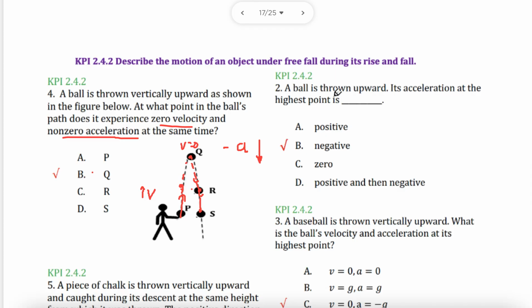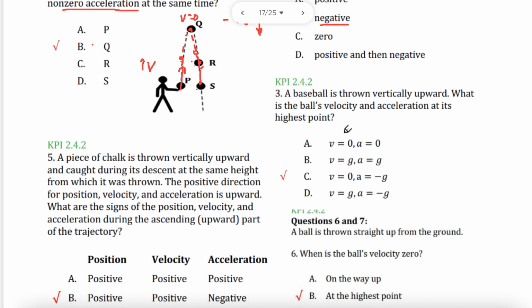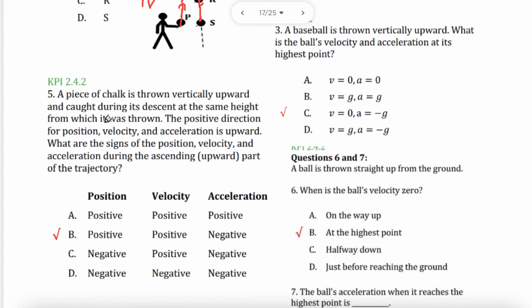Question 2, thrown upwards, acceleration at the highest point. We already know that. Acceleration is always negative, always down. A little trick. The velocity at the highest point will be 0, but not the acceleration. Okay, let's go to this one here.